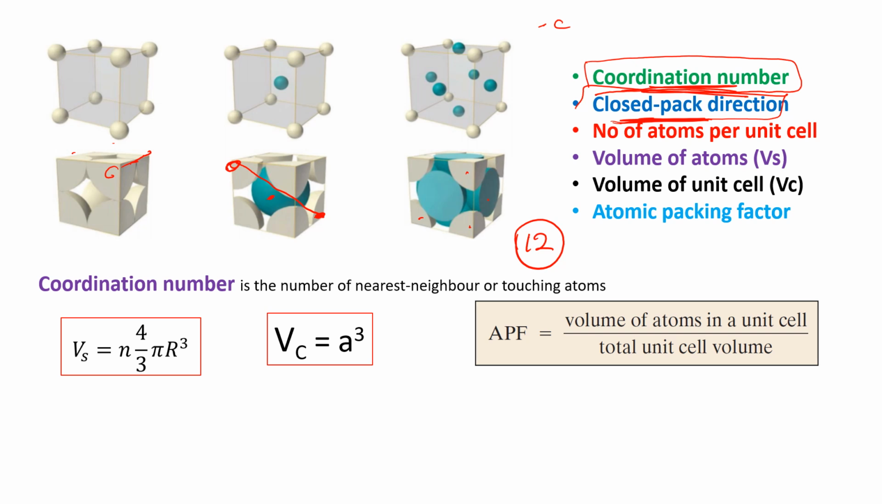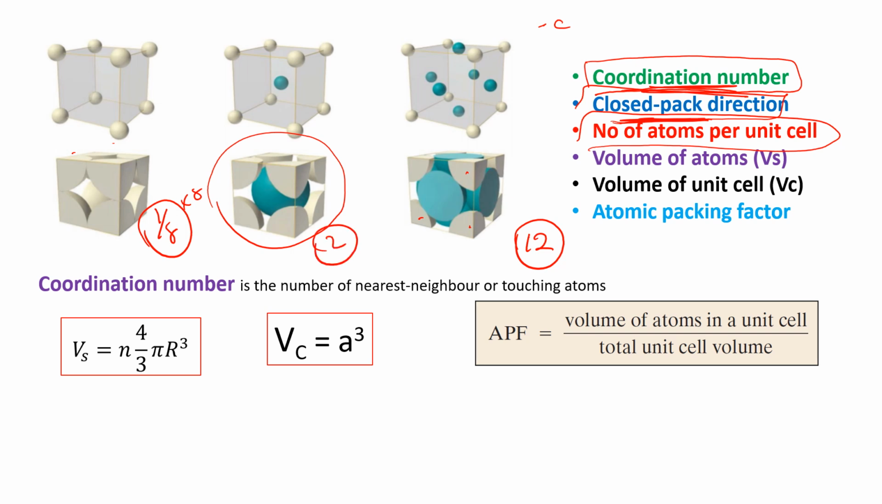So number of atoms per unit cell. How many atoms are in a simple cube? 1. Why? How did the 1 come? 1/8 times 8. Yes. So how many total atoms in a BCC? 2. How many total atoms in FCC?